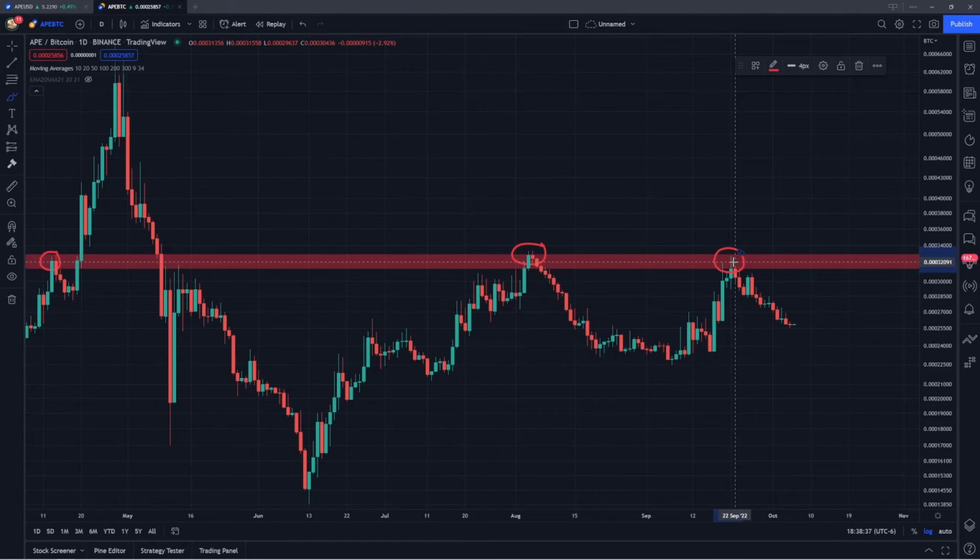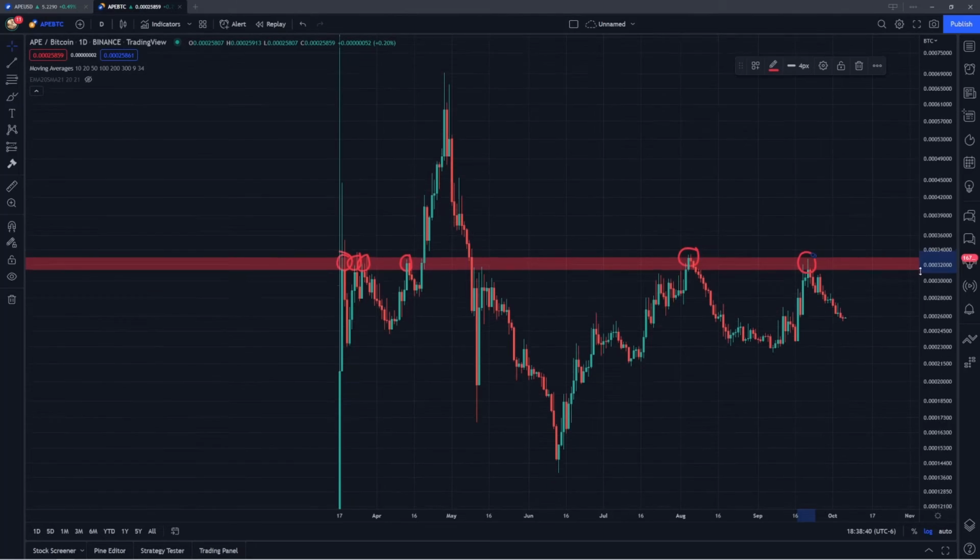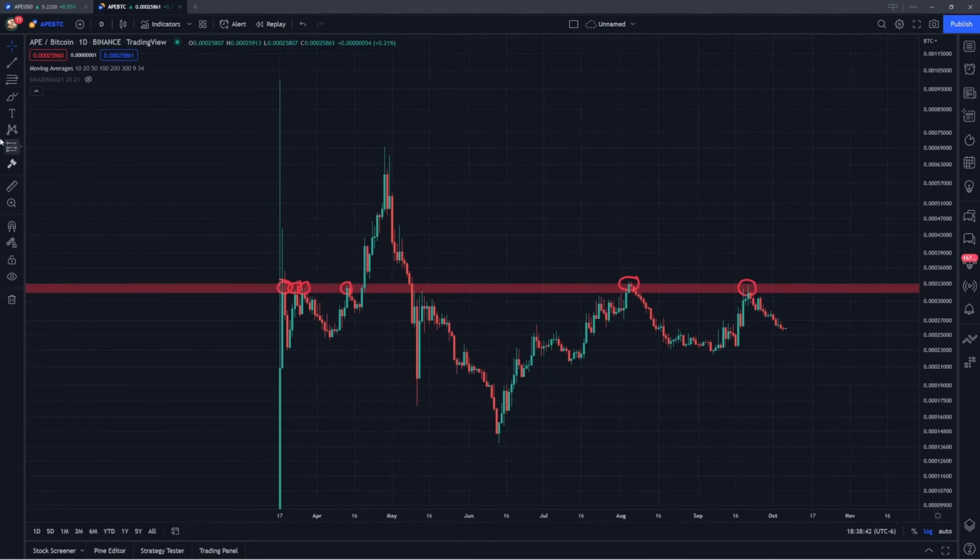So I do want to see longer term Apecoin start to flip this into support. So as an illustration or visualization, what that would look like is if we can make our way back up to this level, and then instead of rejecting like we did back in September, August, and immediately following the launch, we would have a move that starts to get back above this level, reclaims it, flips it into support, and then from there, a continuation higher.